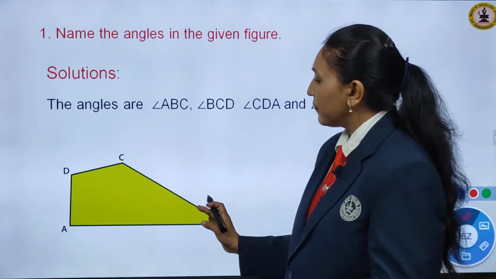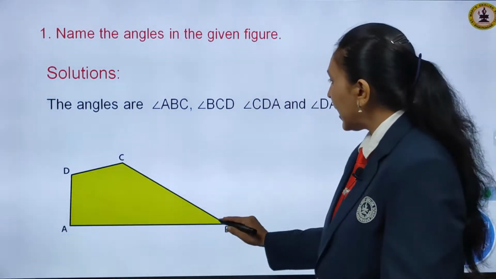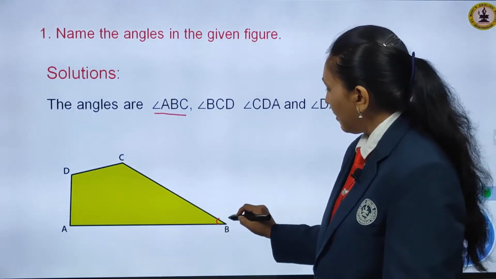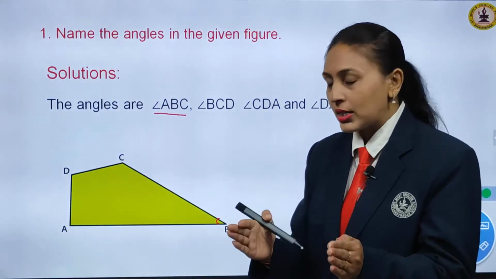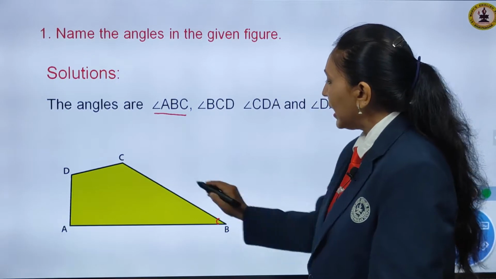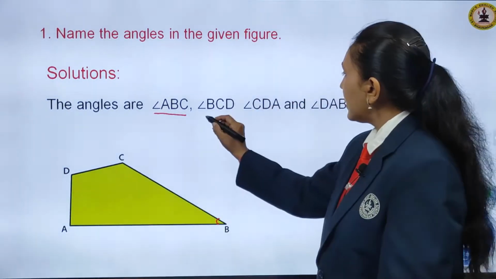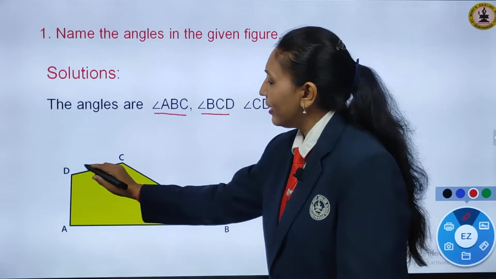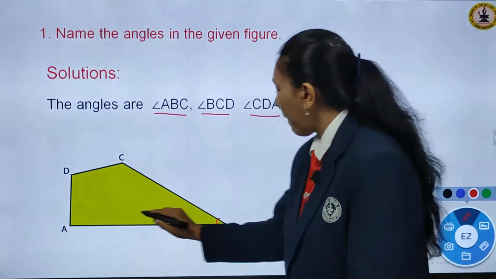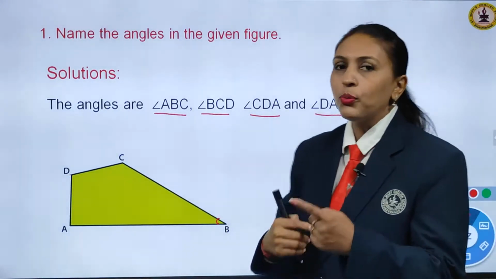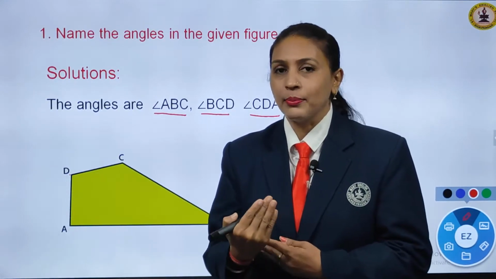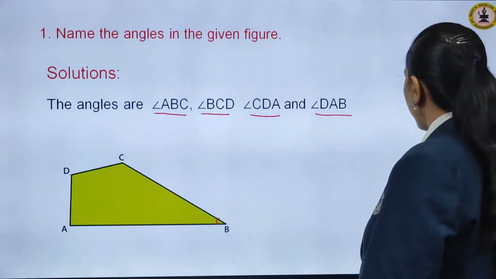Now let us start first with A. ABC, that is the first angle. Again you start from B, you go in a sequence starting from A, B, C. Again angle BCD, that is the second one. Go again CDA, third angle, and again that is DAB, that is the fourth angle. If you move in the sequence starting from A to D, it is easy for you to get all the answers properly. So follow the proper sequence.